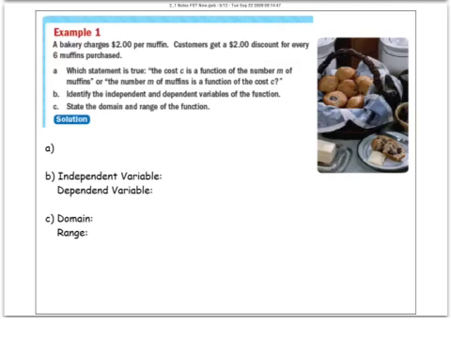And I'm going to tell you, for this case here, the correct answer is going to be the first statement. The cost is a function of the number of muffins. Okay, so the cost is determined by how many muffins we have. That in itself is telling me which one is the independent variable. So if I say which is independent, which one when you go to the store do you typically choose? Do you choose how many muffins you want to purchase, or do you choose how much money you want to spend in general?